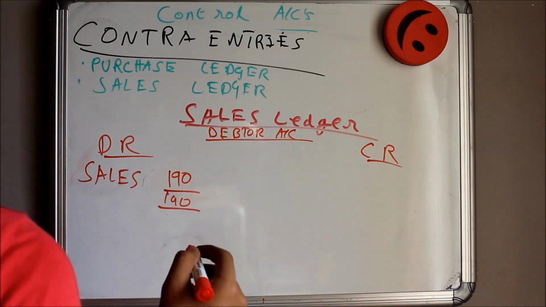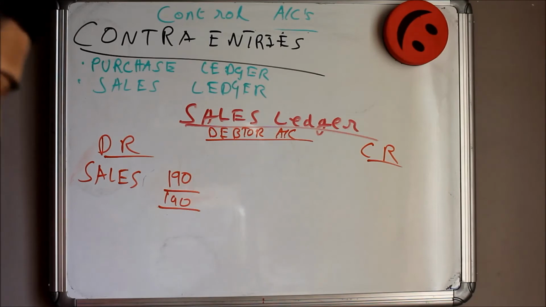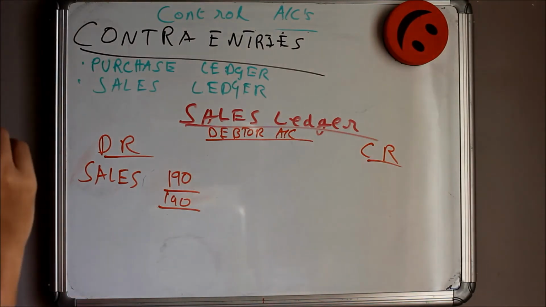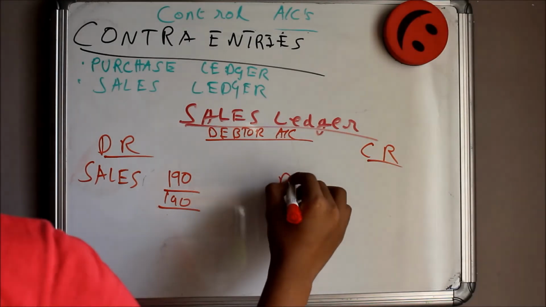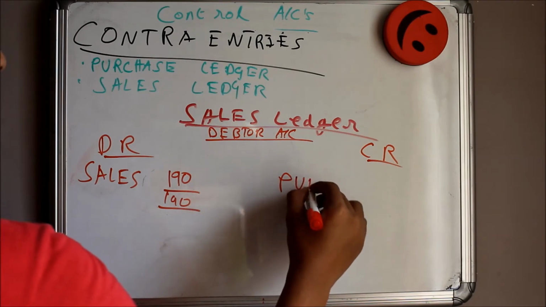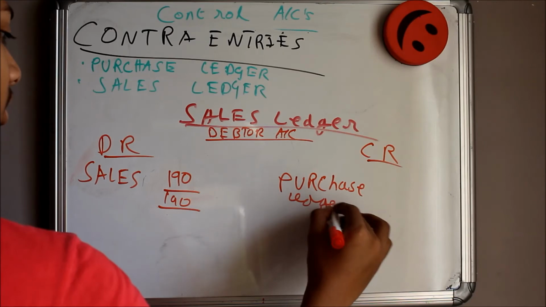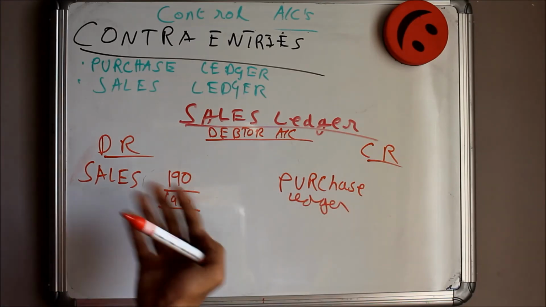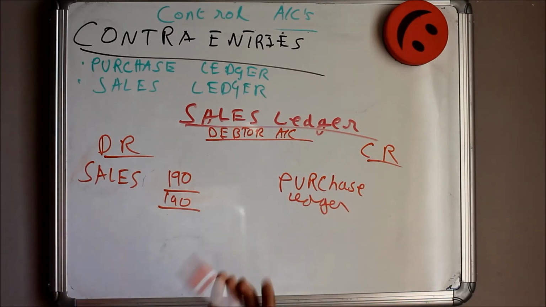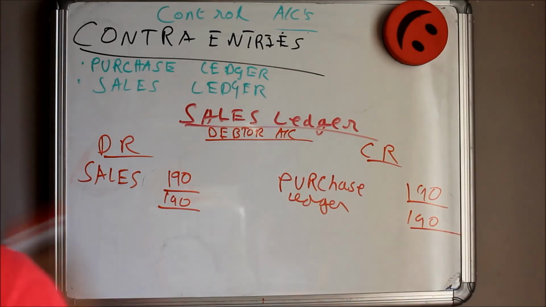And on the credit side, as I said, the customer and the purchaser must have been the same person. And therefore, we are going to write purchase ledger over here. And after that we're gonna write the same amount because we're setting the amount off, right? So $190, and you close the account. The debtor account is completely closed off now.